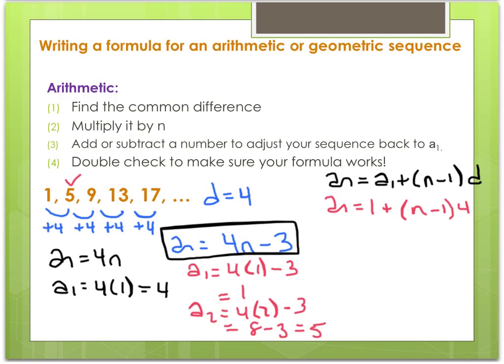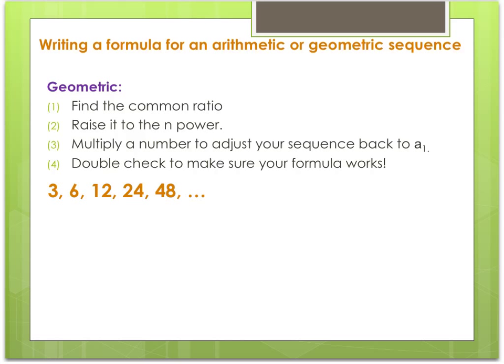So distributing, a sub n equals 1 plus 4n minus 4. Combining like terms, we get 4n minus 3 equals a sub n, which is what we already previously found. So you can do either method. This first method does not require you to memorize a formula. The second method does. When dealing with an arithmetic sequence, we represent repetitive addition with multiplication. So since you are adding a value each time, we represent that by multiplying to get our explicit formula.